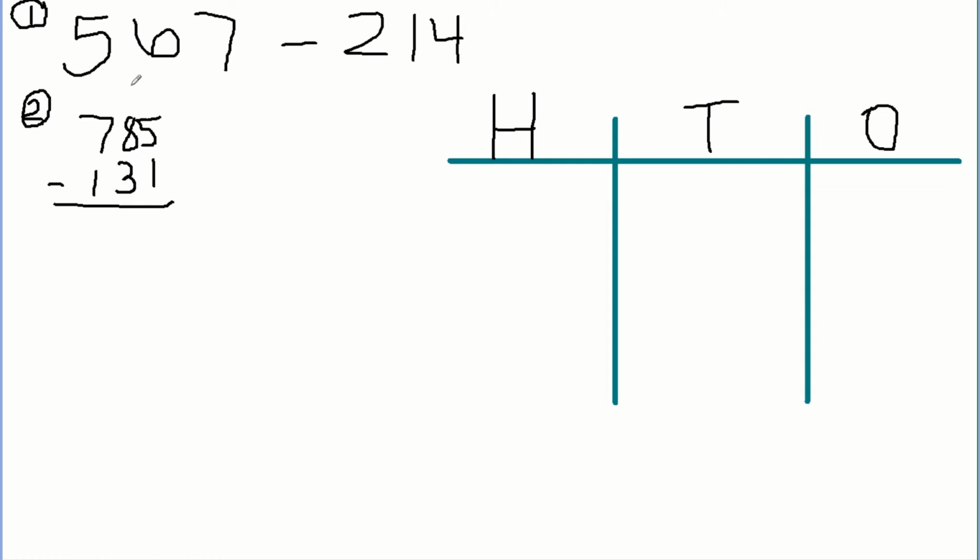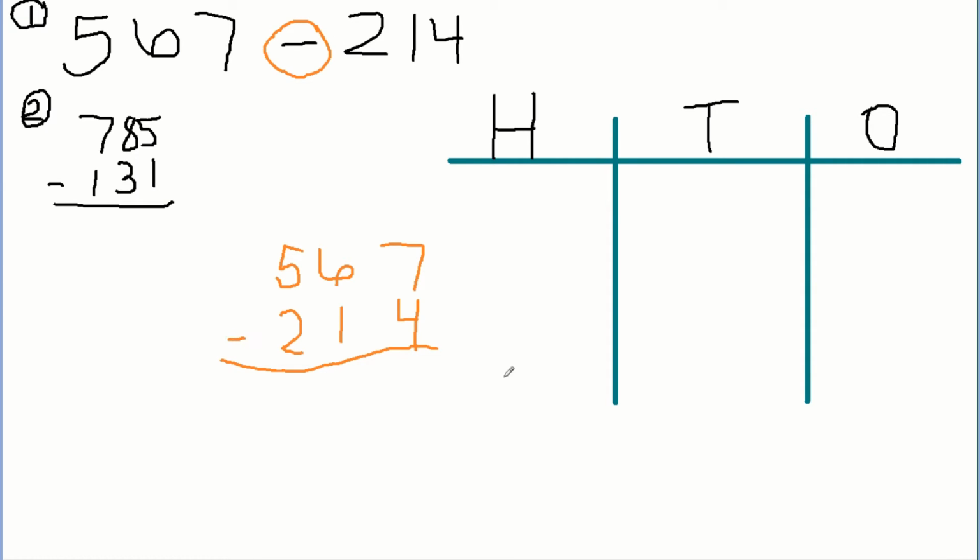So now let's do the first one, 567 minus 214. So to help us out, we can easily just write that ourselves from top to bottom. So we know that the number is 567, and we know the other number is 214.